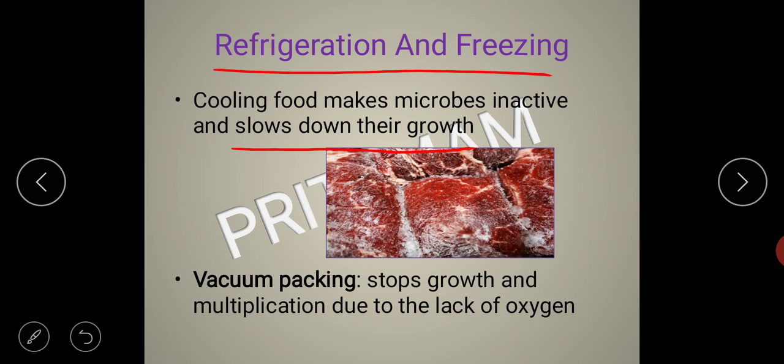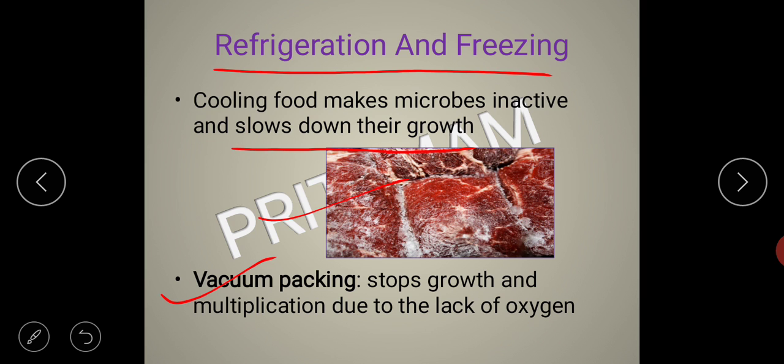When the food is thawed, thawed means to make it warm and soft, the microbes become active again and the food has to be used very soon, otherwise it gets destroyed. And this is meat, and meat is preserved by the process of refrigeration and freezing.